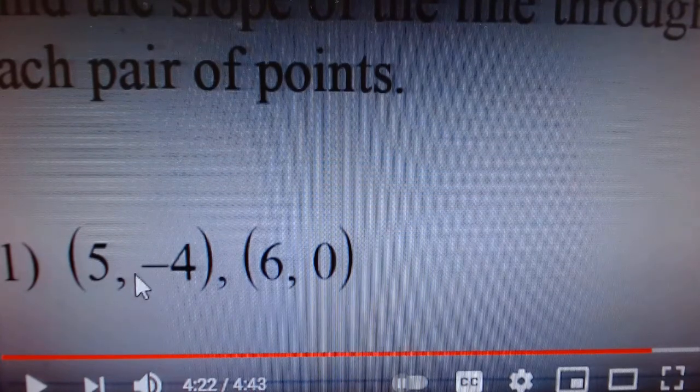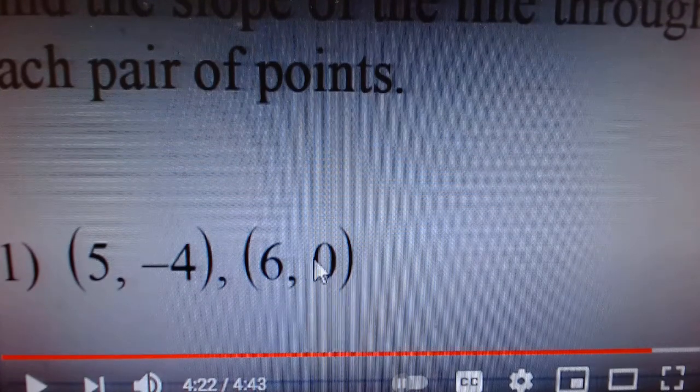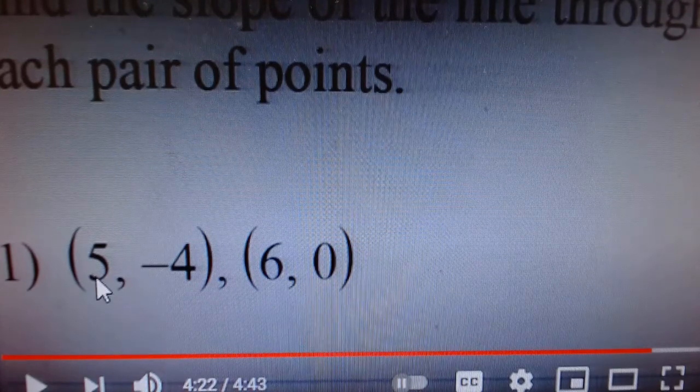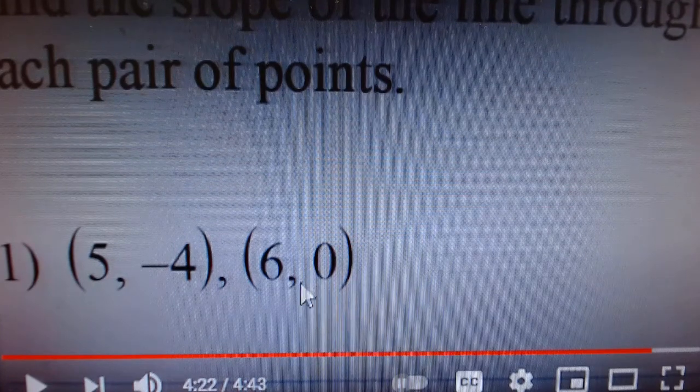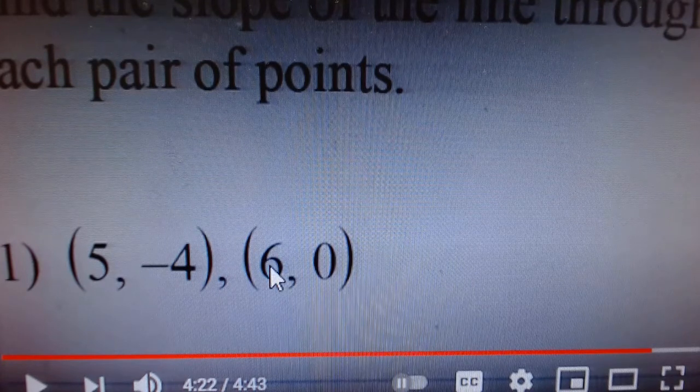I can use the 5, -4, or I can use the 6, 0. I can't mix them up. I can't use the 5 as x over here and the 0 as y over here. I have to choose one. I'm going to go ahead and choose the second ordered pair, when x is 6, y is 0.